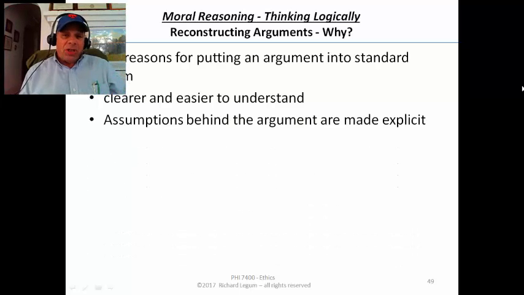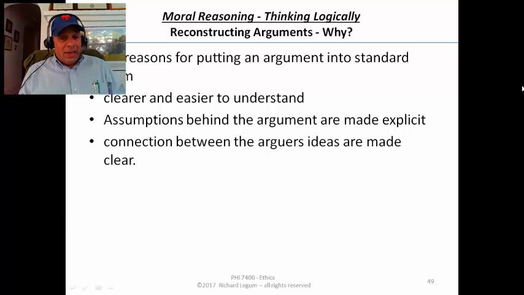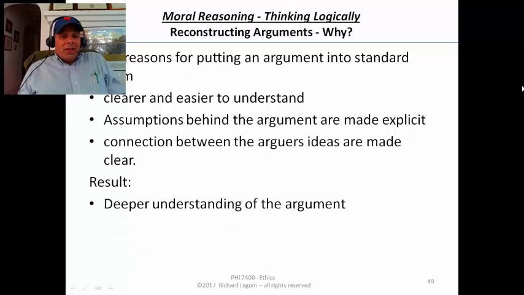It makes the assumptions behind the argument, or on which the arguments stand, very explicit. That is, you're not going to get into a screaming contest with somebody about what the assumptions are, which very often happens in life. In addition to which, it makes the connection between the arguer's ideas very clear. The logic is explicit when you put the argument in standard form. And this has some good results.